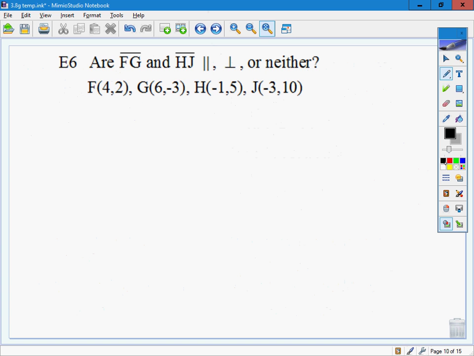In this problem, they're asking me if segment FG and HJ are parallel, perpendicular, or neither. So I have to find the slope of segment FG and the slope of segment HJ. I'm just going to write their corresponding ordered pairs down. F is (4, 2). G is (6, -3). H is (-1, 5). J is (-3, 10).